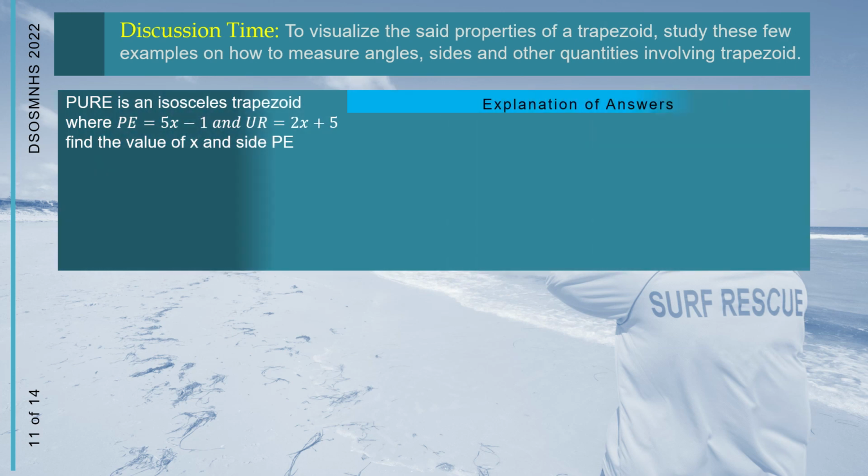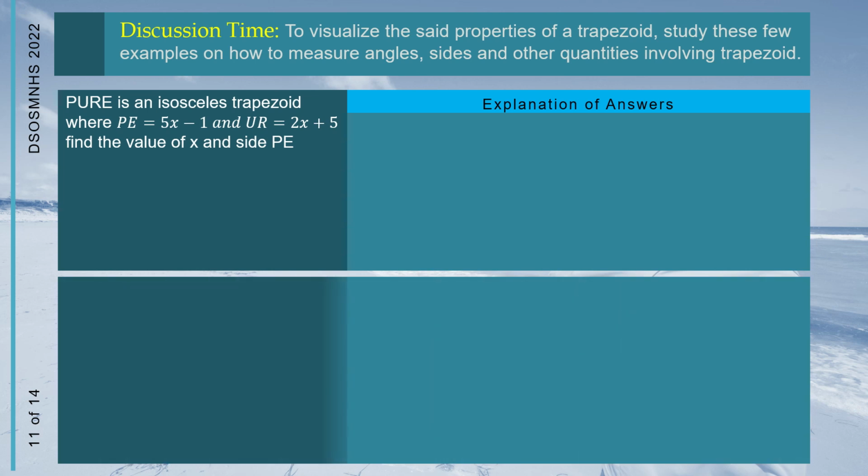Third example that we have to visualize under the properties of the trapezoid are the following. PURE is an isosceles trapezoid. P-U-R-E. Asa mo ng P-U-R-E? Okay, there. P-U-R-E is an isosceles trapezoid where PE is 5x minus 1. UR is 2x plus 5. Find the value of x and side PE.